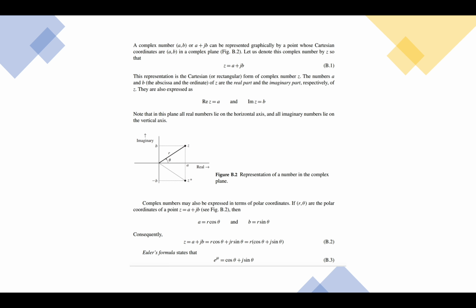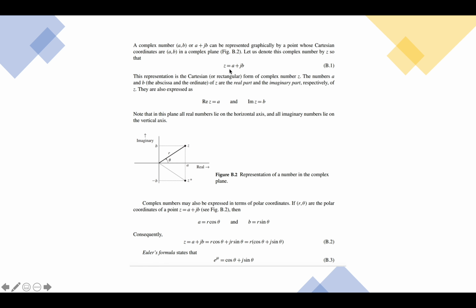So a complex number in engineering and physics and everything that I've ever done, I've never used the notation parentheses a comma b. I've always used the notation a plus jb. It's often referred to with some kind of title. In this case, you can see in equation B.1, they use z, so z is equal to a plus jb. The notation real of z is equal to a is a common notation.